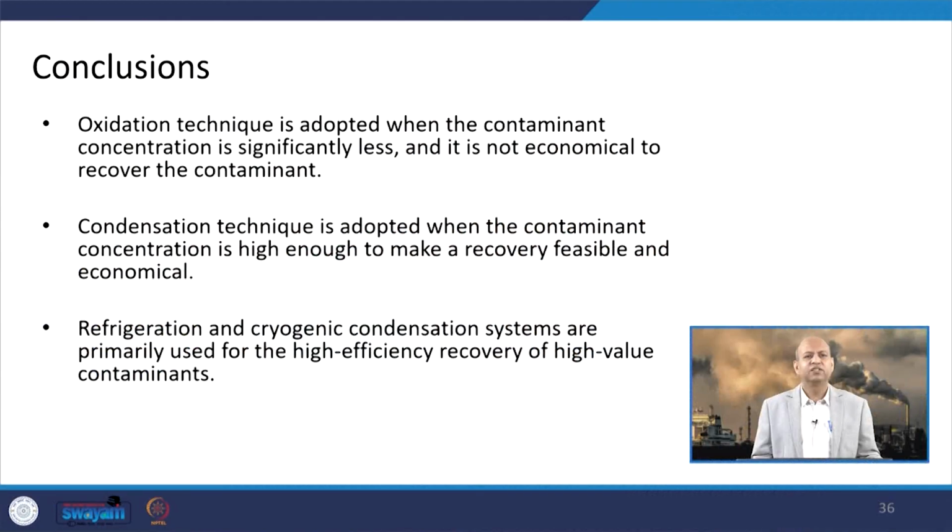So, in conclusion we can say that oxidation techniques are adopted when the contaminant concentration is significantly low and it is not economical to recover the contaminant. So, oxidation is used, burning is used, you can say in simple words. Condensation technique is used when the contaminant is precious or has value, so that we can recover it, or recovery is feasible and economical. Then refrigeration and cryogenic condensation systems are primarily used for high efficiency recovery of high value contaminants. So, now it is clear, I hope, for which particular organic compounds we would like to use oxidation, and for which kind of vapors or organic compounds we would like to use condensation. Refrigeration and cryogenic condensation will be used primarily for high efficiency recovery of high value contaminants, so that we can efficiently recover them, because they are precious in that sense, valuable in that sense.